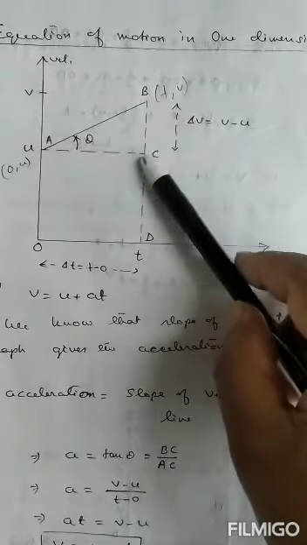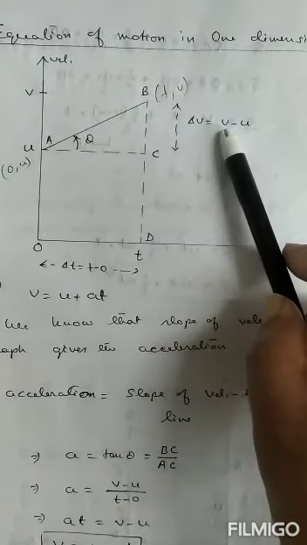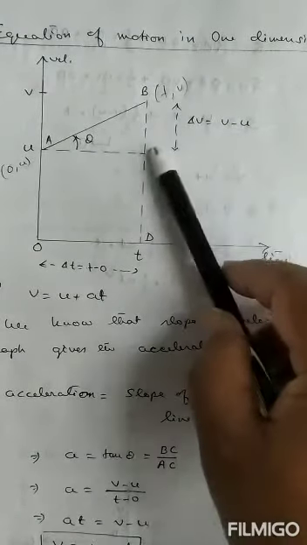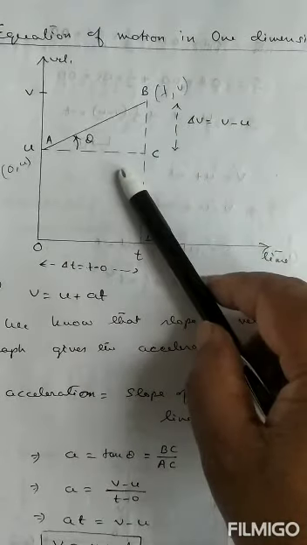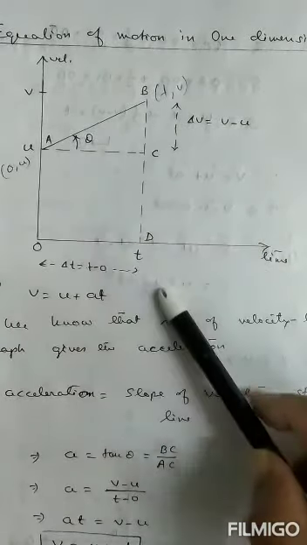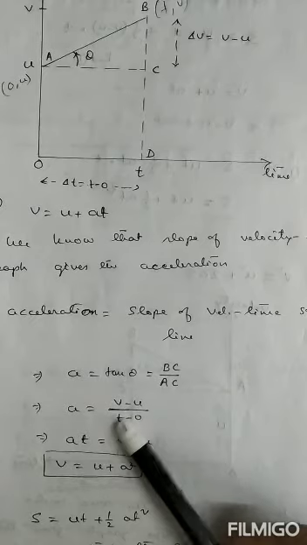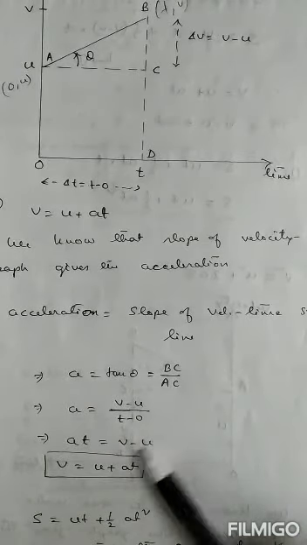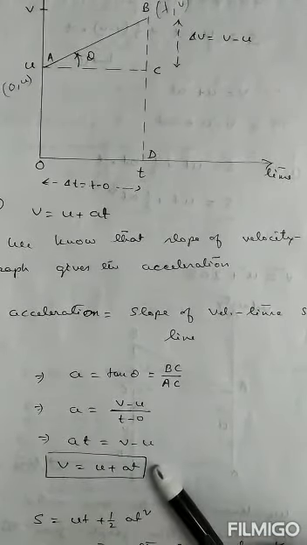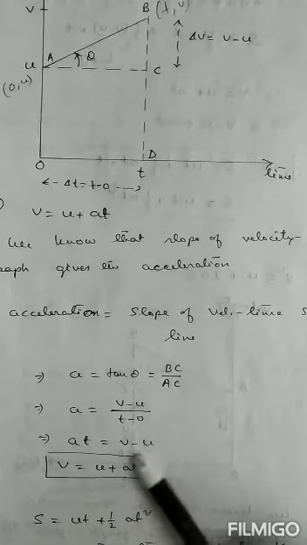The perpendicular gives us V minus U, and the base gives us t minus 0. So therefore, acceleration A is equal to V minus U by t. So AT is equal to V minus U, so V is equal to U plus AT. So this is the first equation.